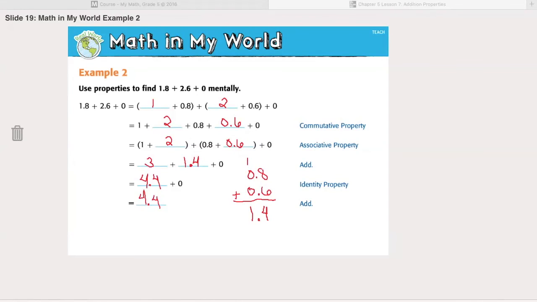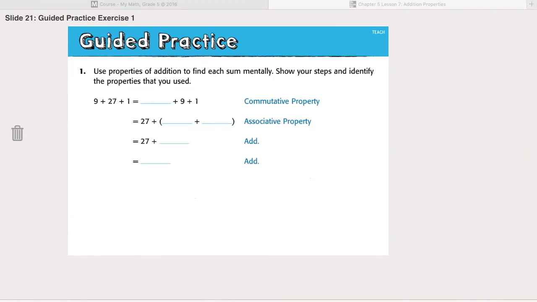Let's go to guided practice. Use properties of addition to find each sum mentally. Show your steps and identify the properties that you used. Commutative property indicates that we're rearranging the order of the numbers. So it becomes 27 plus 9 plus 1. 9 plus 1 is obviously 10. And then we can easily add 27 and 10 to get 37.